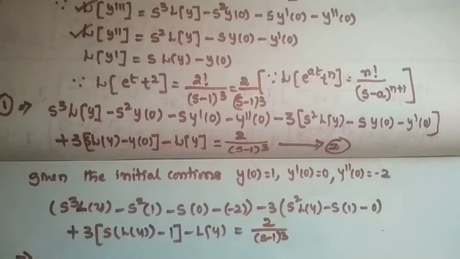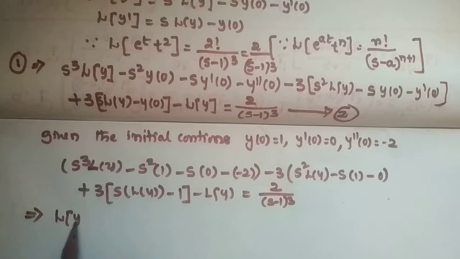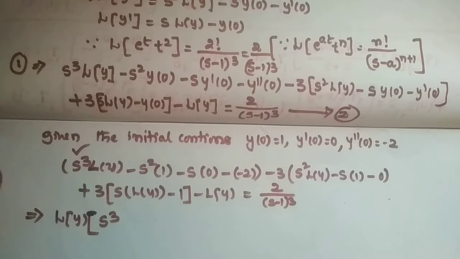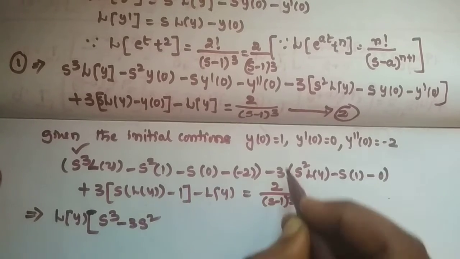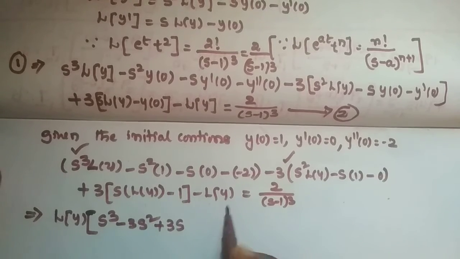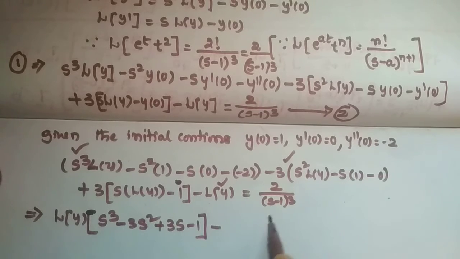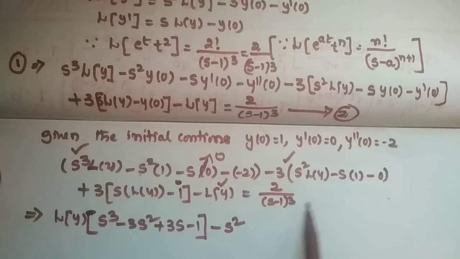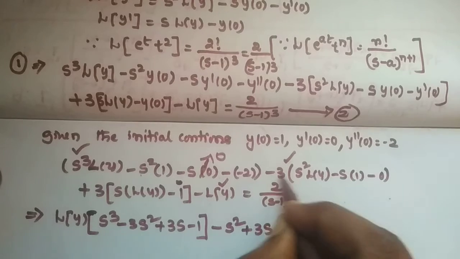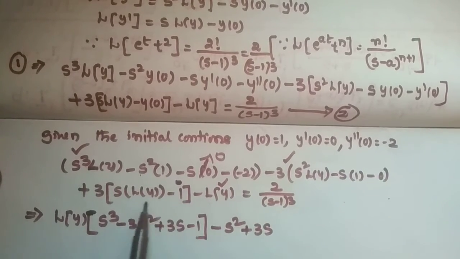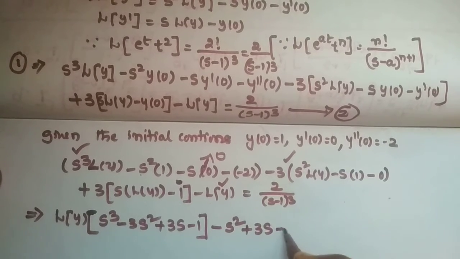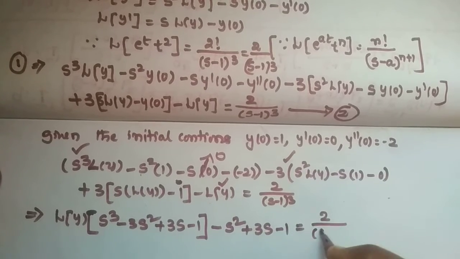Now I am taking L of y common. So L of y is common, that means s cube here, next minus 3s square, here plus 3s, minus 1. What are the remaining here? After simplification, the remaining are s square minus s square, which is 0. And minus 3s plus 3s, this is also 0. And the remaining minus 3 plus 2: here plus 2 is there, here minus 3 is there, that means minus 1. RHS as it is, 2 by s minus 1 whole cube.